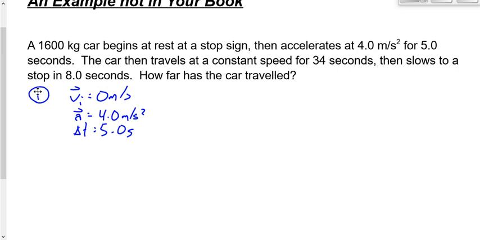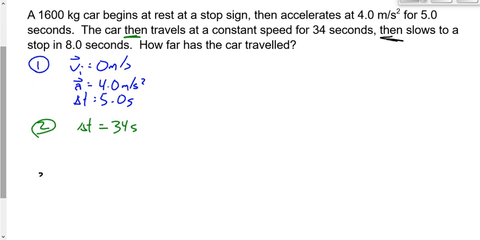Then, and then is an important word because it tells us something different is happening. Then we travel at constant speed for 34 seconds. So I'm going to say in stage 2, it's traveling at, well, I don't know what the speed is or anything about it other than it travels at that constant speed for 34 seconds. And then finally, then again, in stage 3, it slows to a stop in 8 seconds. So we're going to say in stage 3, the time is 8.0 seconds, and the final velocity in stage 3 is 0 because it's slowed to a stop.